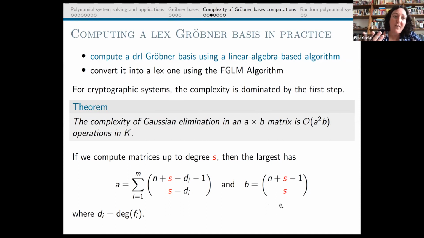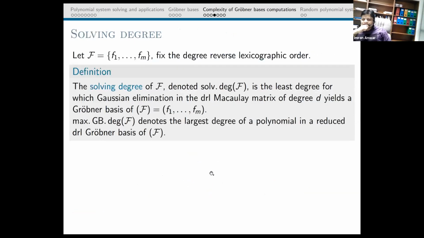And really, apart from the exact numbers, the important information here is that everything is controlled by this S, and this S is inside the binomial coefficient. So when I compute the number of steps, the actual complexity, the S will go in the exponent. So the complexity is exponential in this maximum degree, the degree where I have to compute, okay? Okay, and this number is called the solving degree.